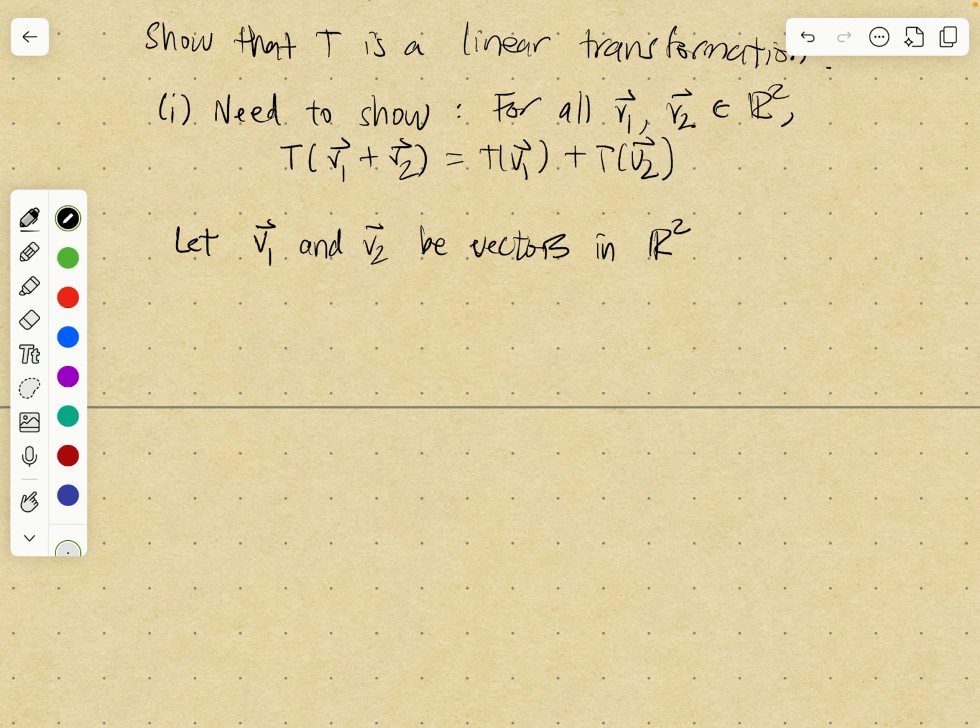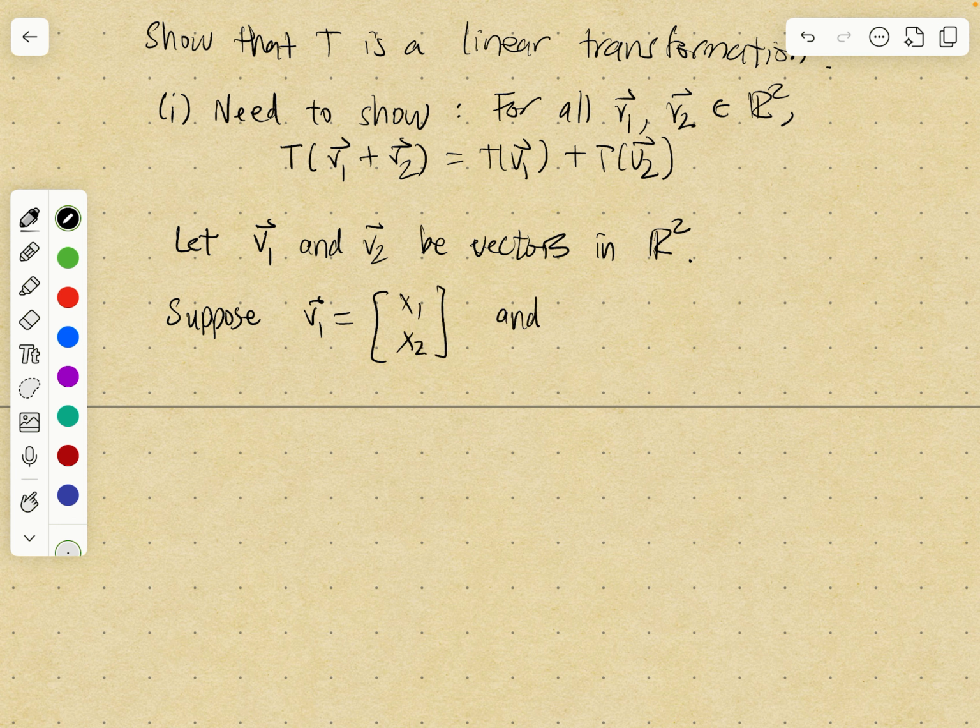Well, v1 is going to have components and v2 is going to have components, so we need to introduce notation for those. Suppose that v1 is x1, x2, and the vector v2 is y1, y2.